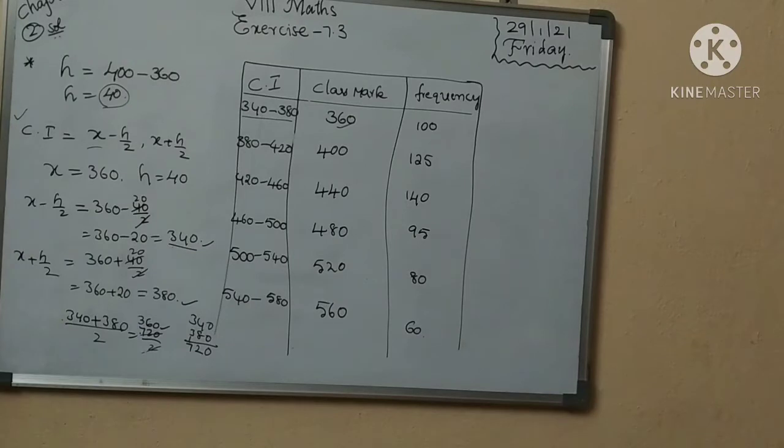Now let us start the graph. The question asks us to construct a histogram. What is a histogram? It is a graph made of rectangles, as we already know from the first problem. Did you understand?